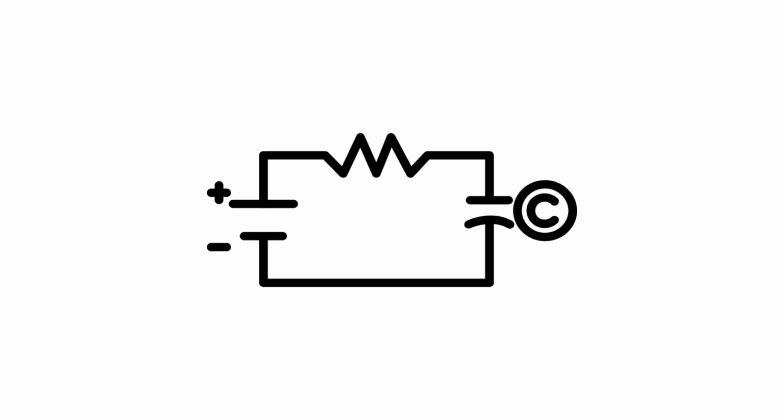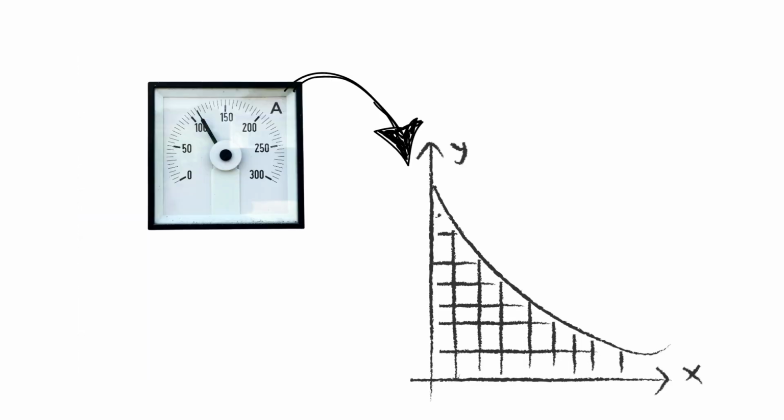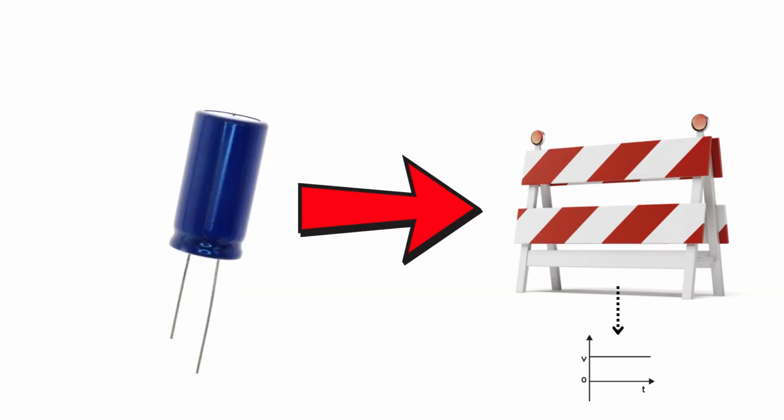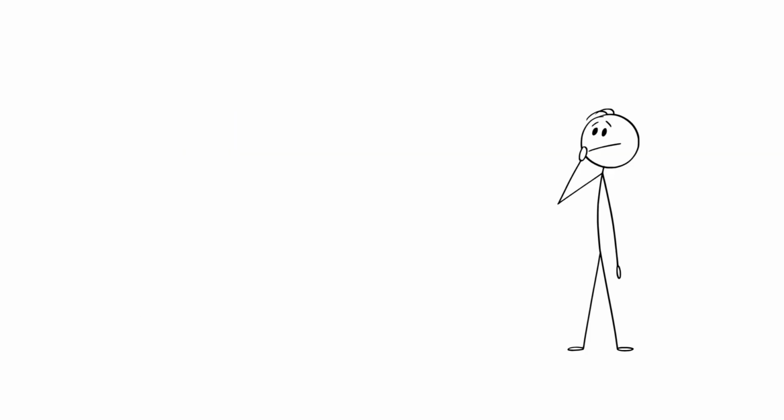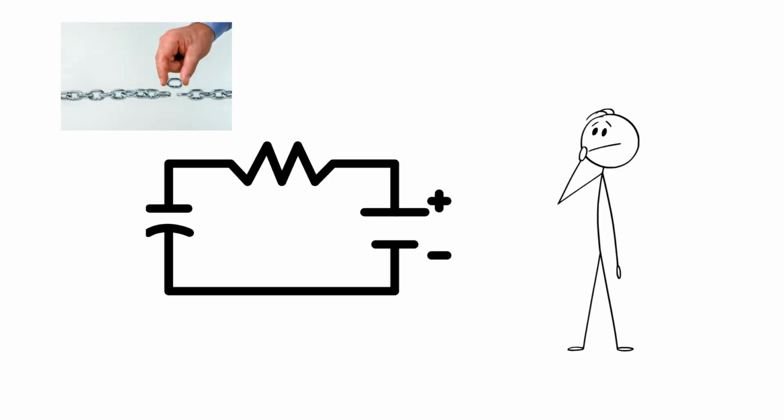When driven by a DC source, a capacitor will charge up to the supply voltage, and the current in the circuit will exponentially decay to zero in the process. So, capacitors can be considered as blockers of DC signals. What do you think would happen if we replace the DC source with an AC one?